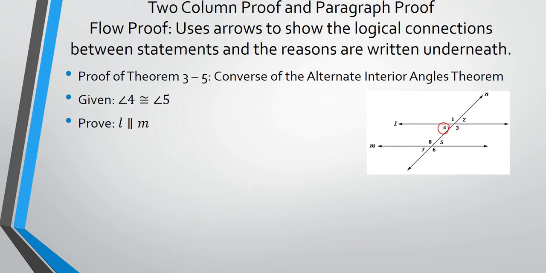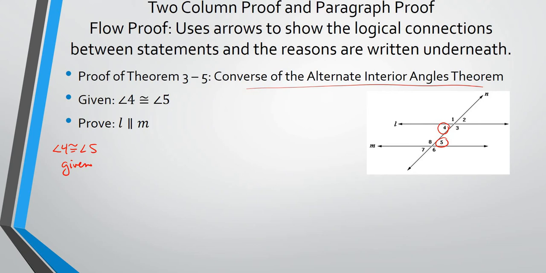So, given that angle 4 is congruent to angle 5, I want to prove this theorem, prove that if that is true, then L is parallel to M. So let's look at the way we're going to write this. We're going to write angle 4 is congruent to angle 5. That's my given. You note that I'm writing the reason underneath the actual item.